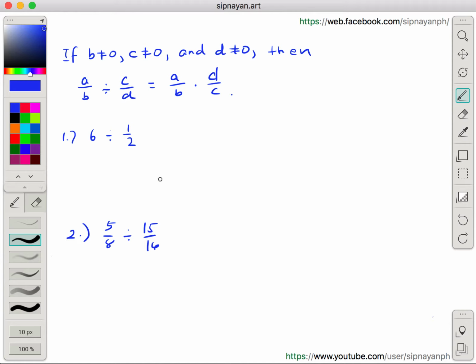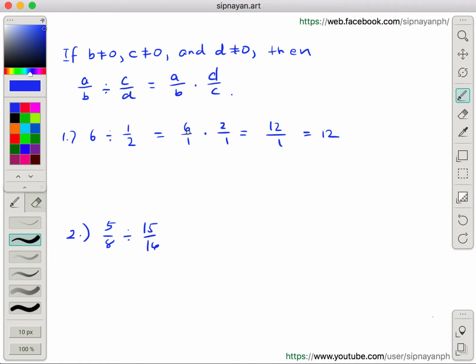So, let's try 6 divided by 1/2. Sabi natin pag meron tayong whole number, dapat lagyan natin ng over 1 para madaling mag-multiply. And then, we change this to multiplication, and then we get the reciprocal of 1/2. Binabaliktad lang naman natin, magiging 2 over 1. So, this becomes 6 times 2 is 12, and 1 times 1 is 1, which is equal to 12.